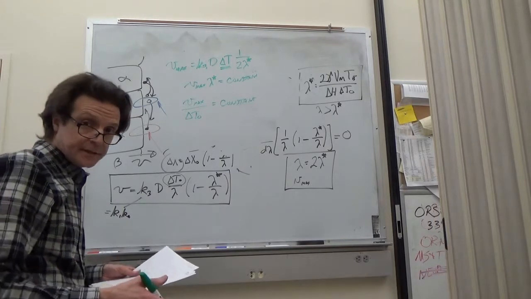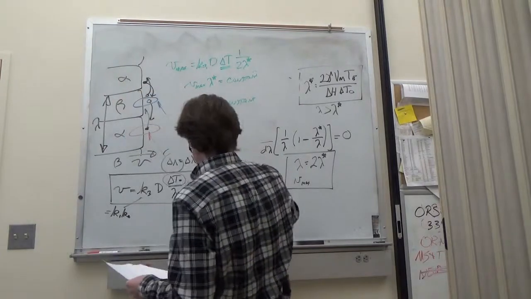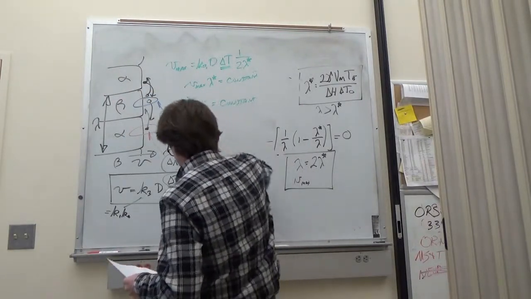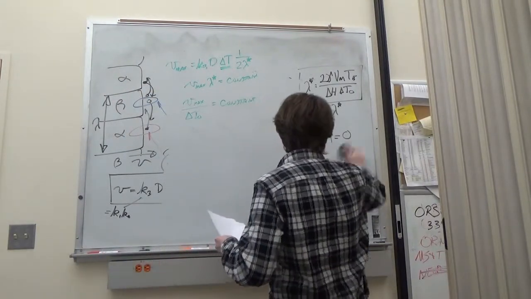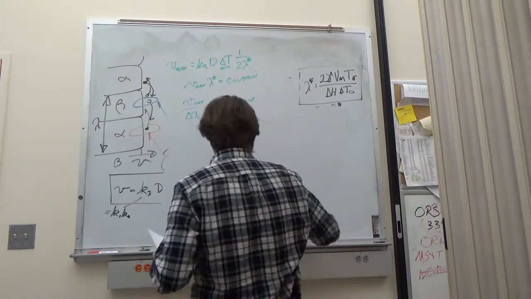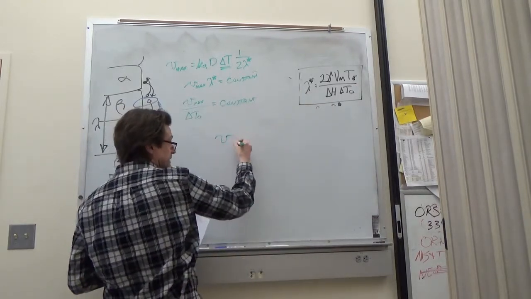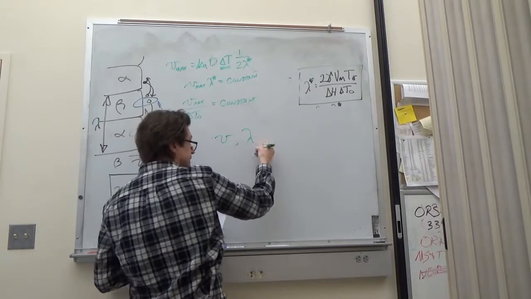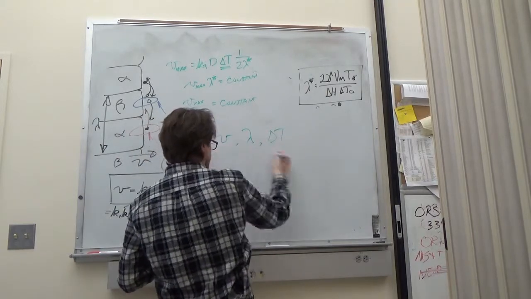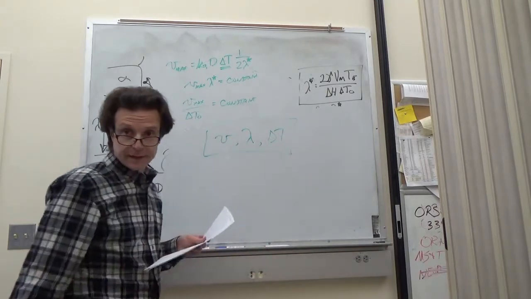So the point is that these are all tied together. The values of the velocity, the spacing, and the undercooling are all coupled.